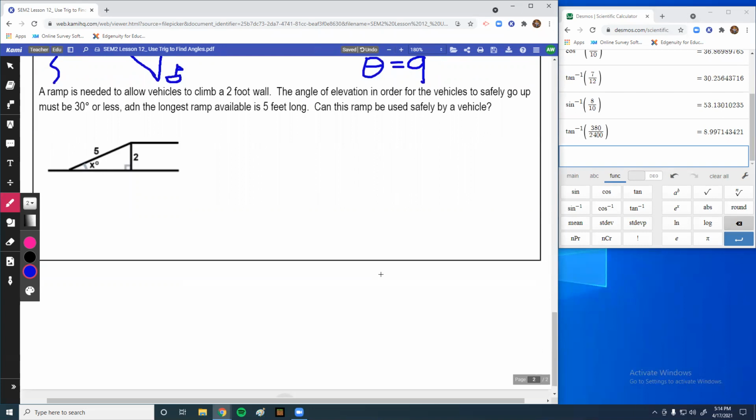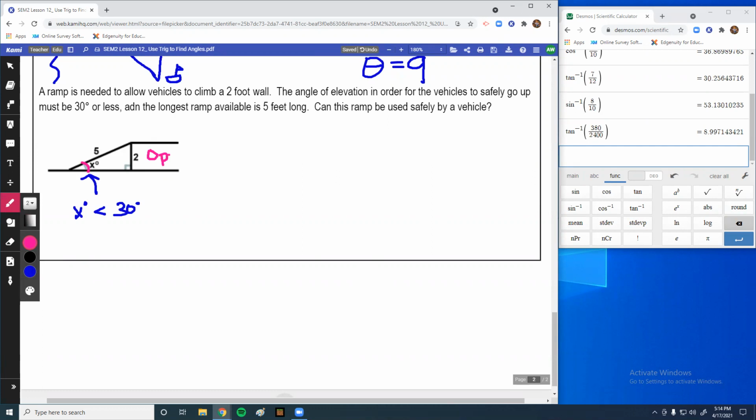So a ramp is needed to allow vehicles to climb a 2-foot wall. The angle of elevation in order for the vehicles to safely go up must be 30 degrees or less, and the longest ramp available is 5 feet long. Can this ramp be safely used by a vehicle? So we just need to see if this angle right here, angle X, is going to be less than 30 degrees. So that's all we're checking here. What's nice, they give us a diagram. So we're checking this angle.